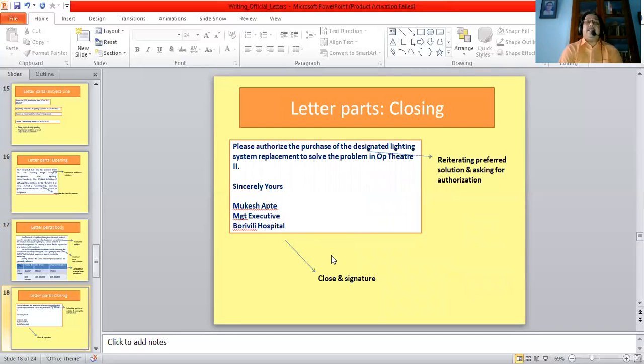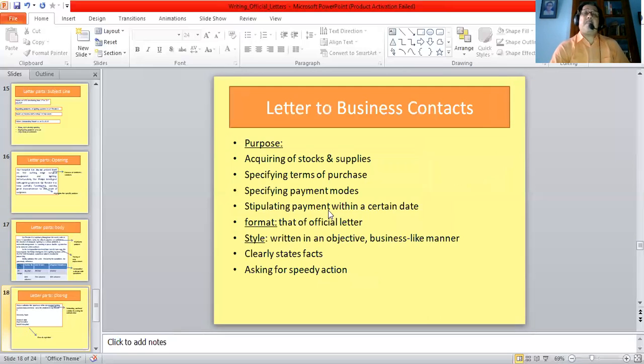And the closing of this letter is a reiterated need of offering a solution and to replace the lighting system so that the problem in Operation Theatre 2 can be solved. And again, we have the complimentary close and the signature block giving the name and designation of the official, and we can also include the phone number over there.